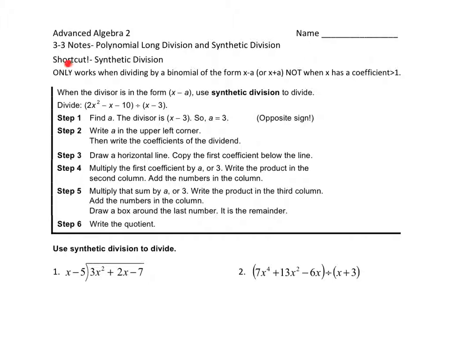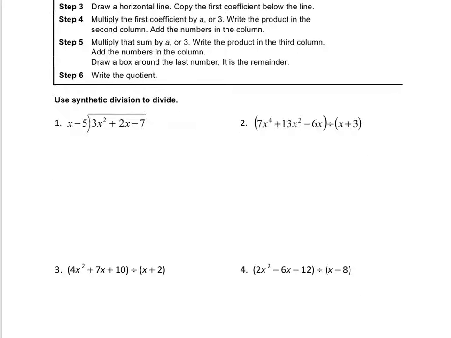Right here, this first part, when it says it only works when dividing by a binomial in the form of x minus a or x plus a. It cannot be like 3x plus 1 or something like that. So the coefficient of x must be 1 in order for this to work. And then I do have some steps listed here that you're welcome to come back to. But I think once we go through the examples, you'll get the hang of what we're going to do here.